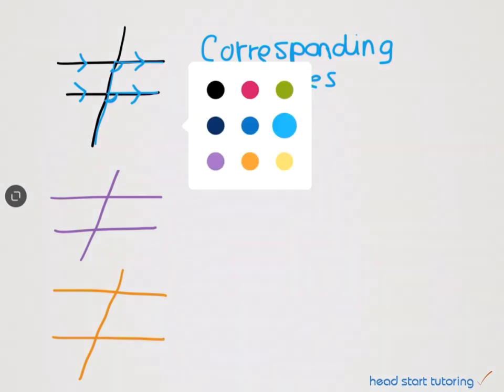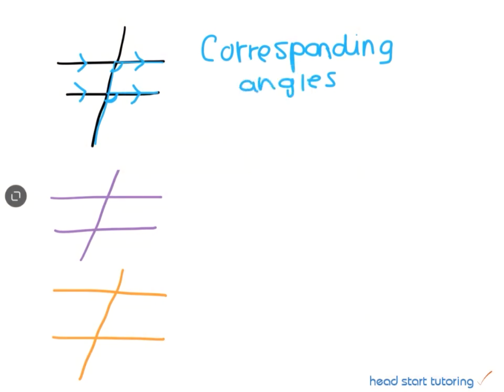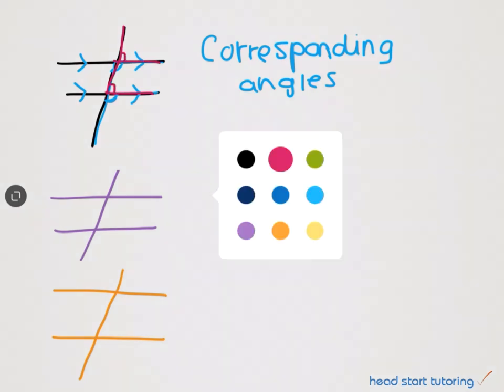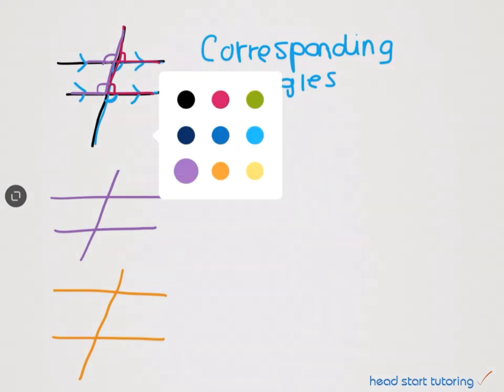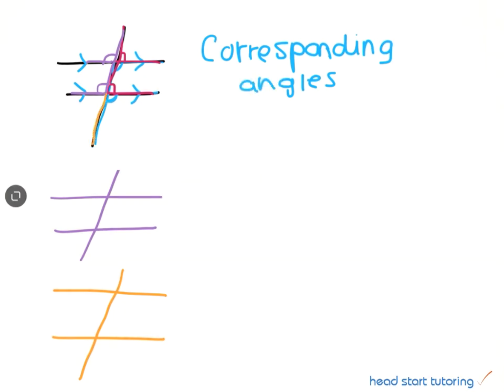And what you'll be able to see is that there are lots of different Fs that you can find. We've got an upside down F over here, and that means that these two angles will be equal. We've got another upside down F over here, and that means those two angles will be equal. And we have got a backwards F over there, which means those two angles will be equal. So our corresponding angles create the shape of an F when those two lines are parallel. These two angles will be equal.